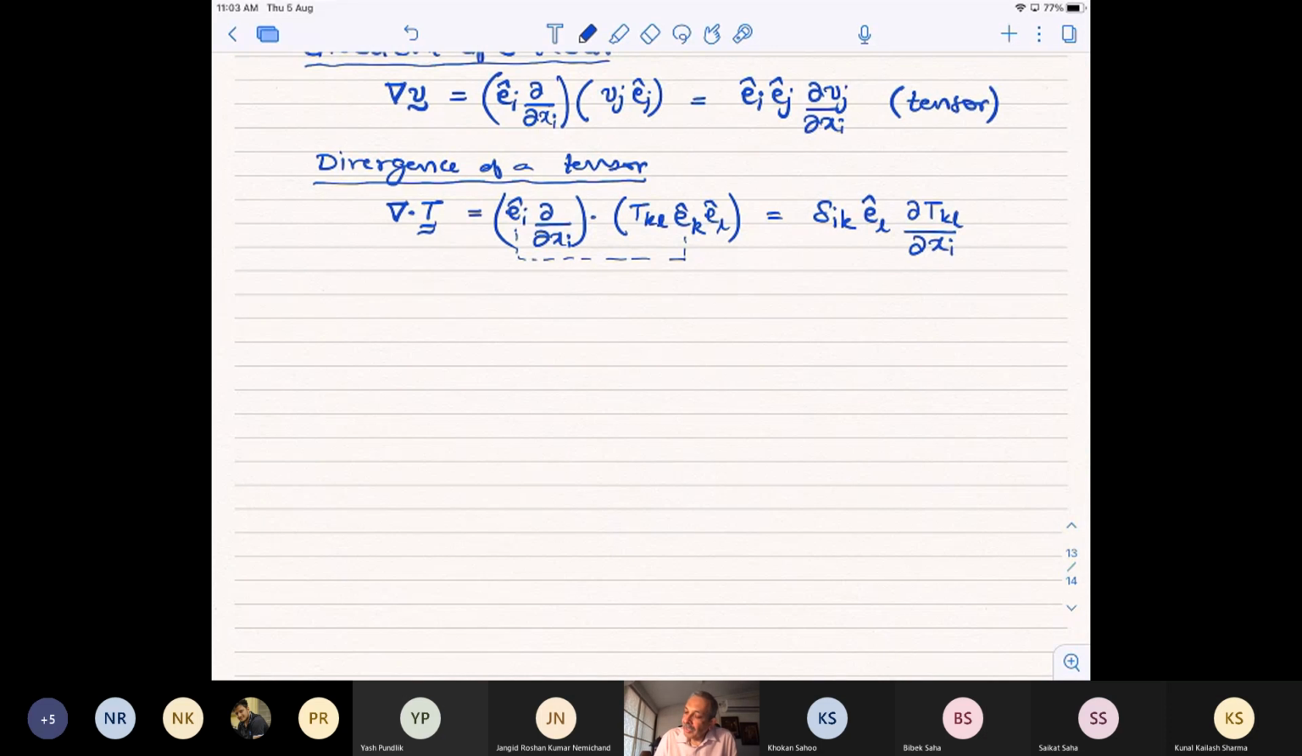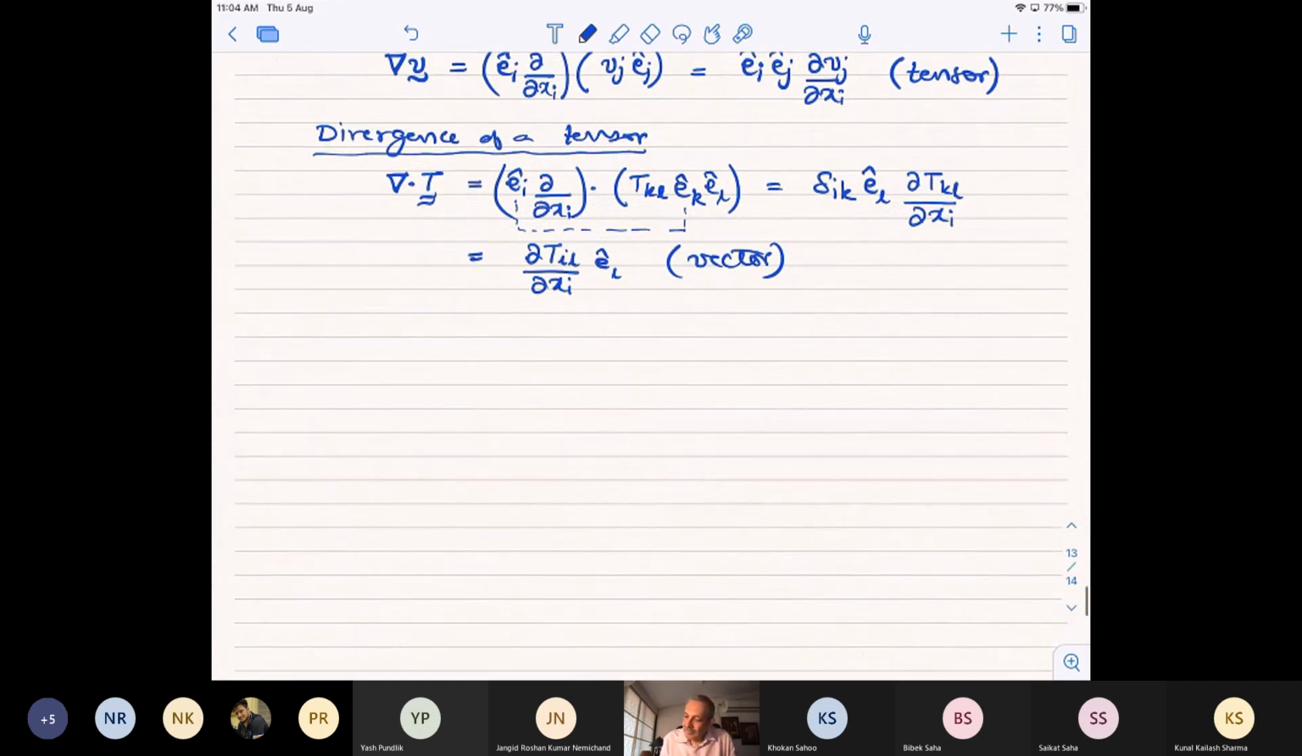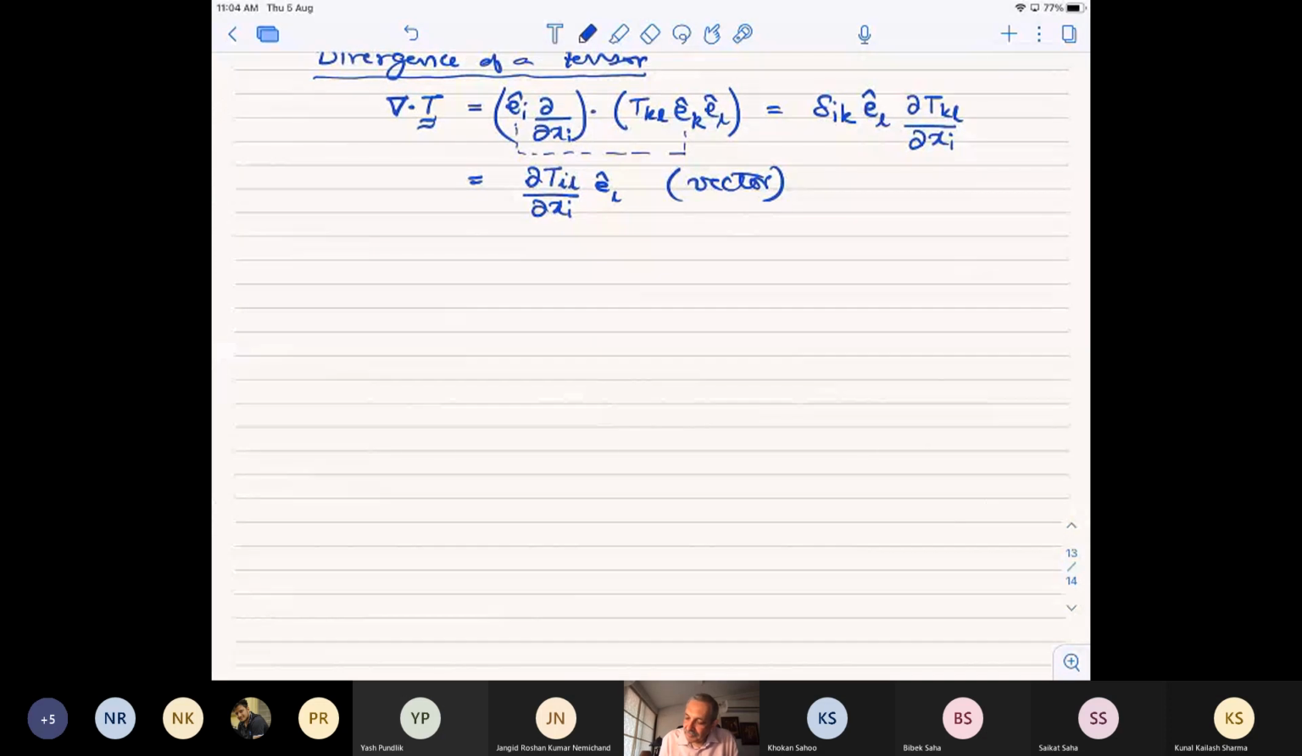Now all terms where i is not equal to k will be 0. So let's put k equal to i. Then I will get del of Til by del xi times el. And this is a vector. So if you take divergence of a tensor, you will get a vector. And the last two things I want to tell you is curl of a vector.